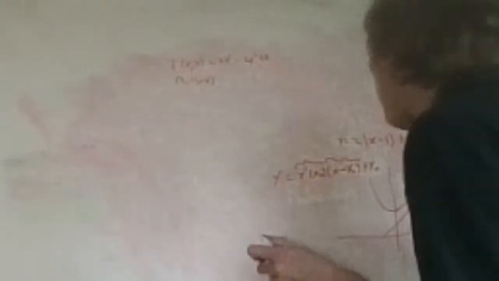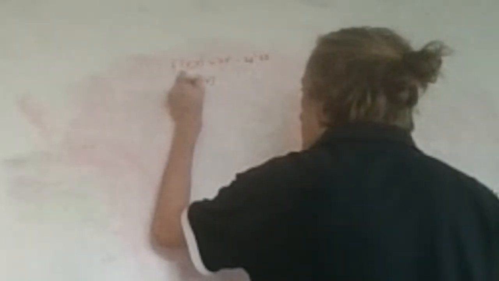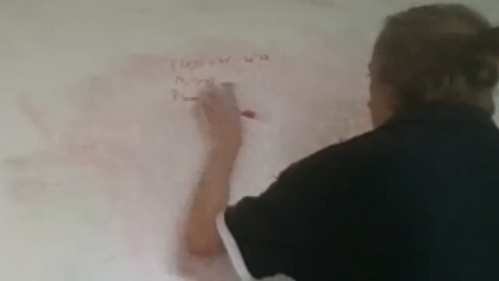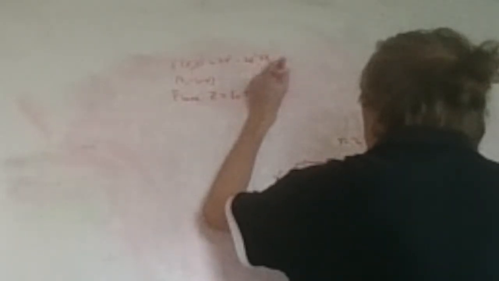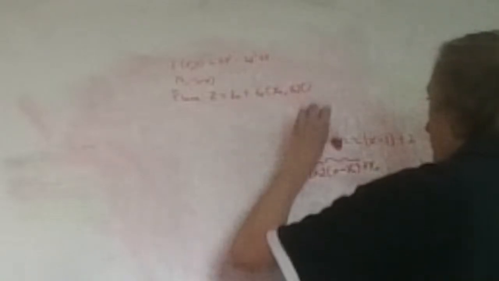So if we write it in this form, the equation of a tangent plane in 3 dimensions is going to be z equals z naught plus f sub x of x naught y naught times x minus x naught plus f sub y of x naught y naught times y minus y naught.